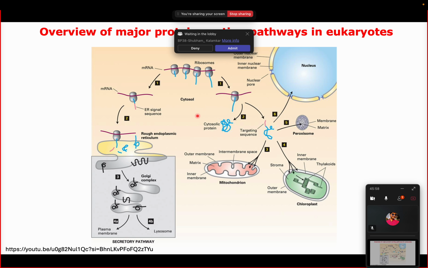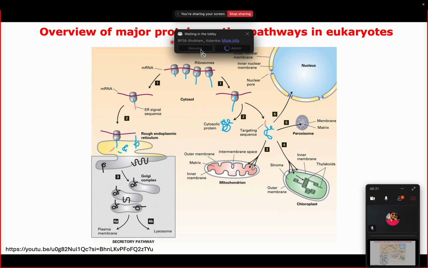There are multiple proteins synthesized at all times, correct? Okay, correct. So how does a cell know whether this protein is needed on the membrane, on the mitochondria, or which membrane at the end of the day, or whether this protein needs to be secreted outside?